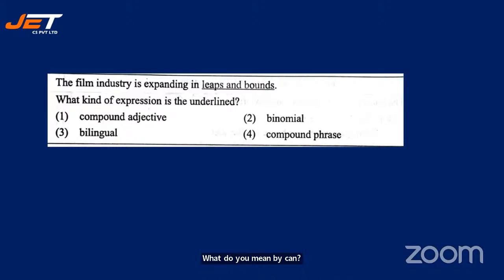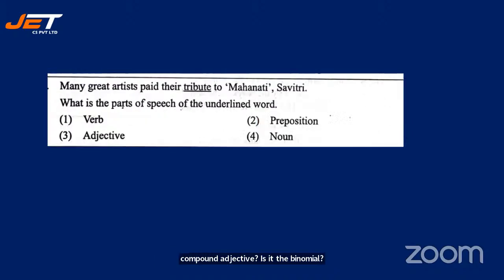See the next one. The film industry is expanding in leaps and bounds. So what kind of expression is it? Is it a compound adjective? Is it a binomial? Is it bilingual? Or is it a compound phrase? It is a binomial. Let's see the next one. Many great artists paid tribute to Mahanati Savitri. So what is the part of speech of the underlined word? Is it a verb, preposition, adjective, or a noun? It is a noun.